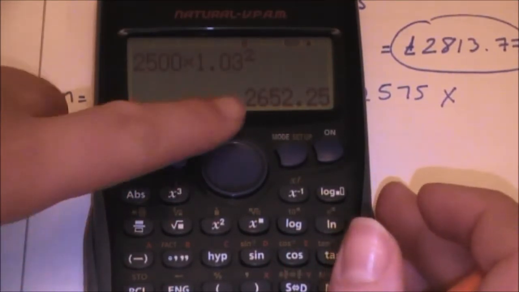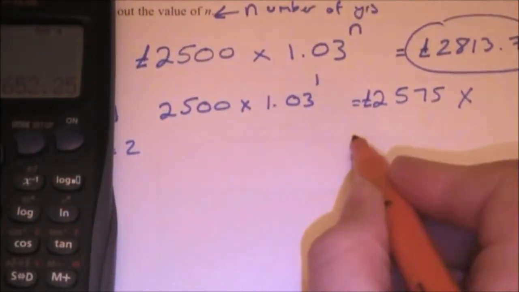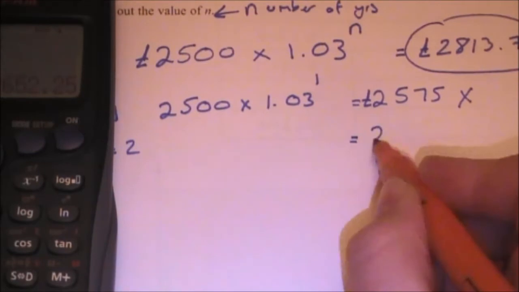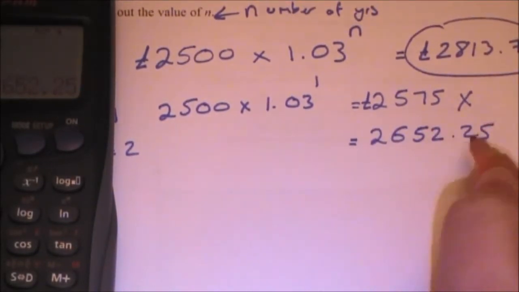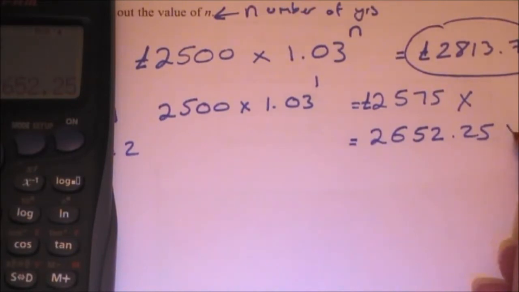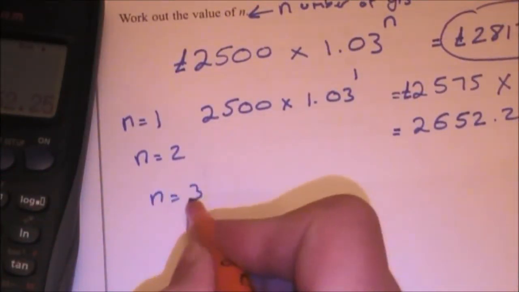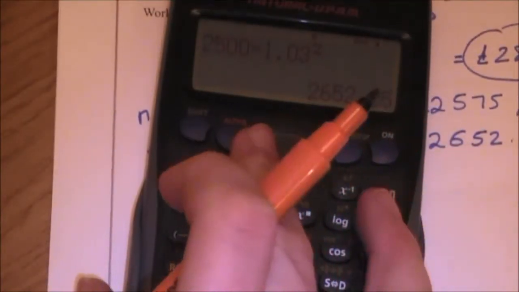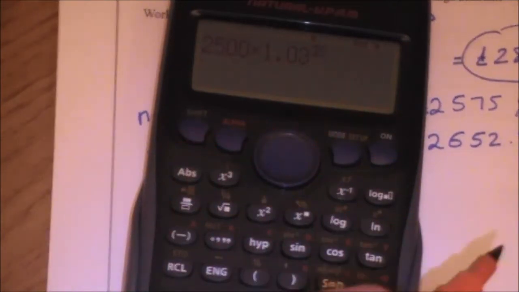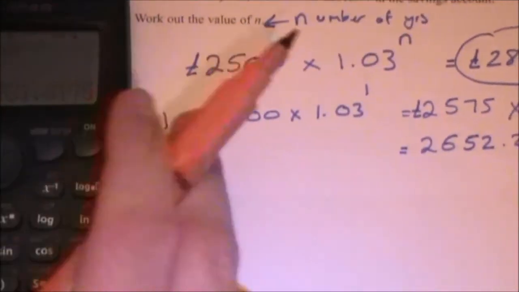So at the end of 2 years, she's got that amount of money. So when n is 2, she's got £2,652.25. Is that what she wanted? No, we're still quite far off. I'm now going to try when n equals 3. Back to my calculator. I'm just going to press the back button, delete that 2, put a 3 in its place, press equals. It's given me 2,731.